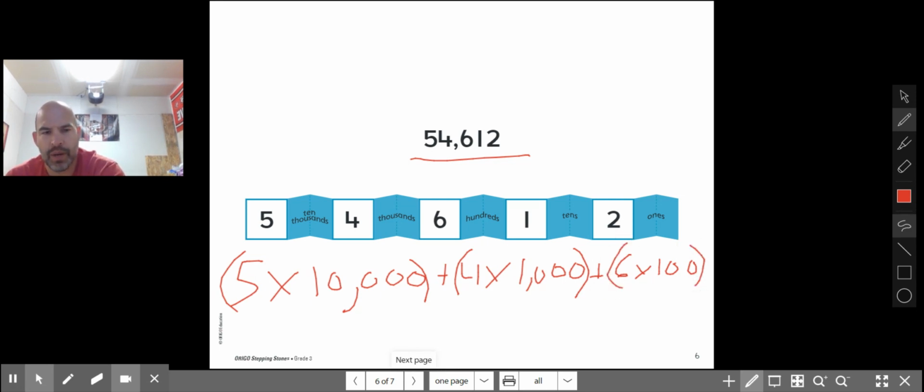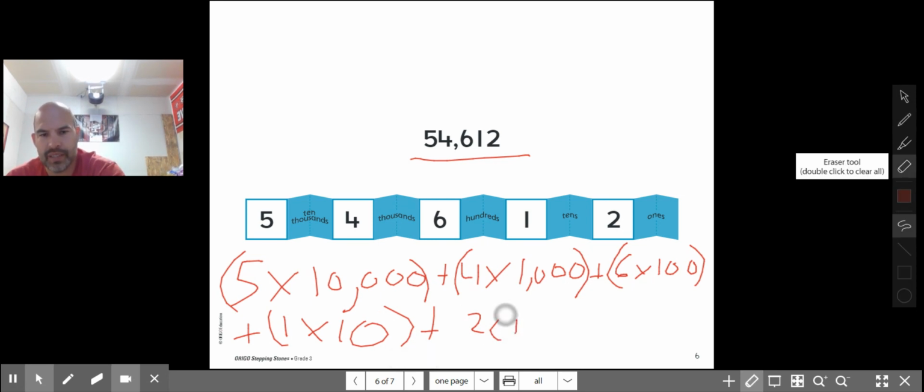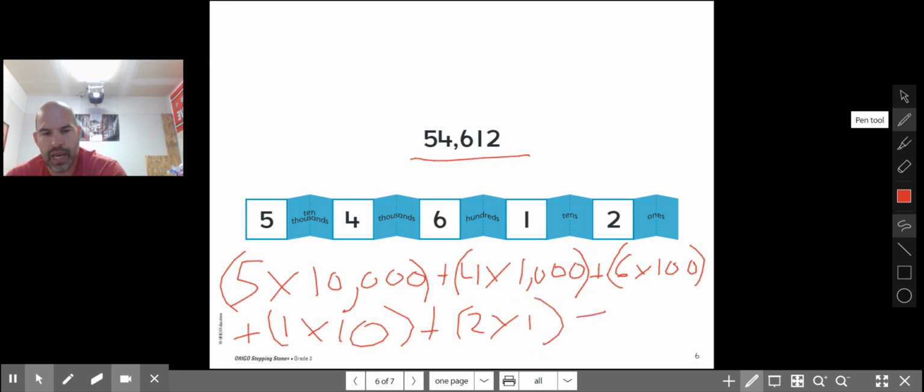And I'm going to jump to the next line because I ran out of room, plus 1 times 10 plus 2 times 1. Oops, hang on one second. Let me get that fixed. Okay, 2 times 1. All right. And all of that is equal to our original standard form number representing 54,612.